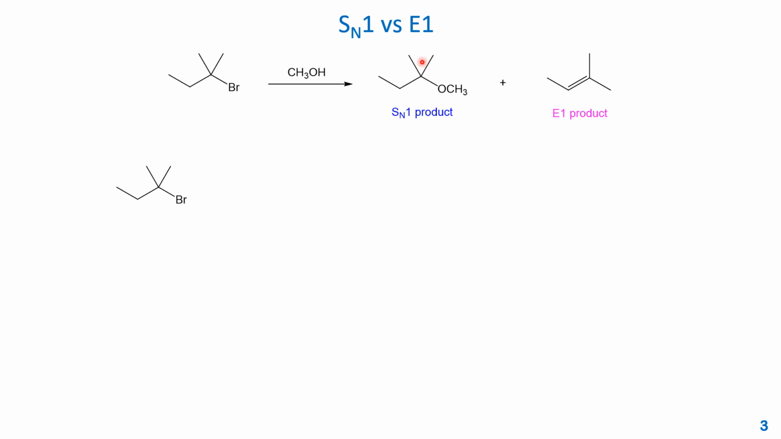The first step of both reactions actually is the same. It's a dissociation of the leaving group. This carbon-bromine bond, or the carbon-leaving group bond, just breaks, and then forms a carbocation intermediate. This carbocation in this example is a tertiary carbocation. It's a stable carbocation. So if you use a primary alkyl halide, then this will be a primary carbocation, which we know is not stable. That's why a primary alkyl halide will not undergo SN1 or E1. Okay, so tertiary will be the preferred substrate.